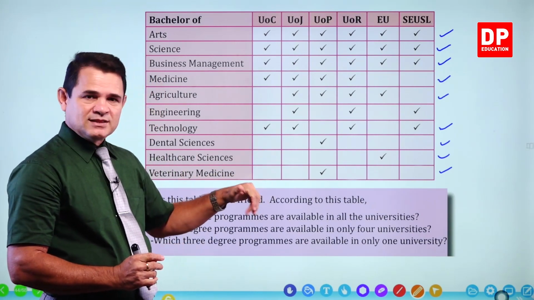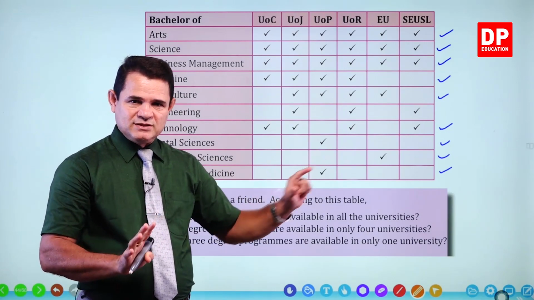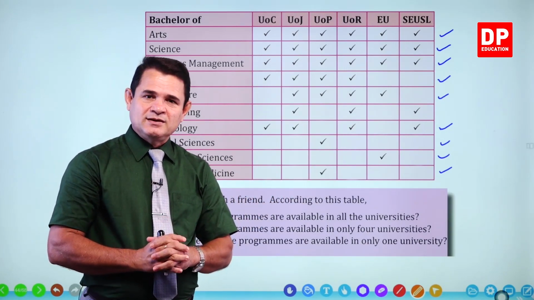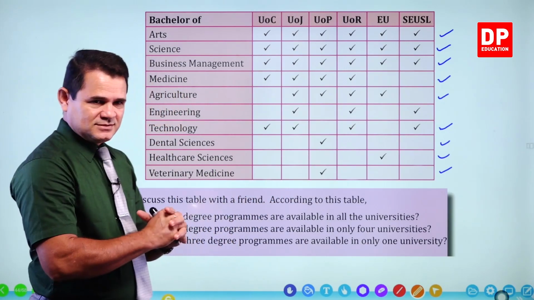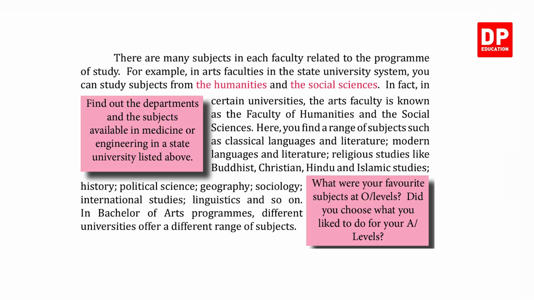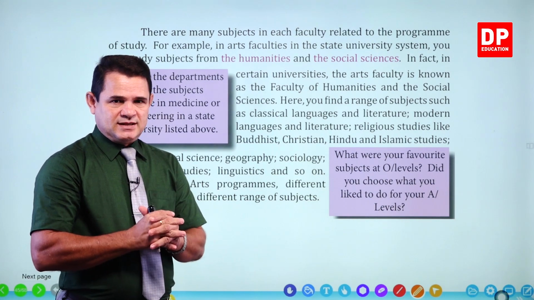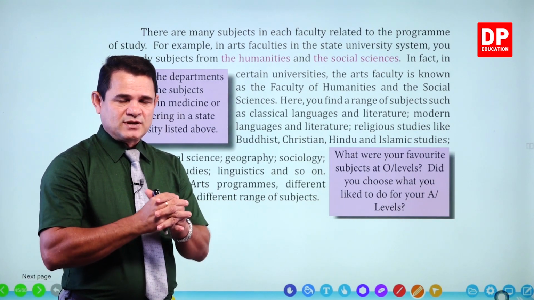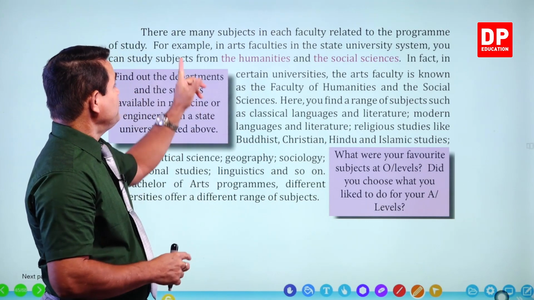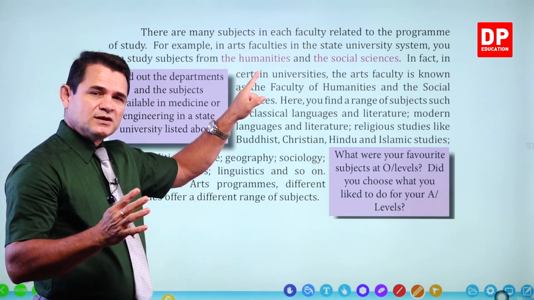We gained an understanding of the table about the degree programs in the universities. You can read more. Next, there are many subjects in each faculty related to the program of study. Related to the program of study. There are many subjects according to the program you are studying.